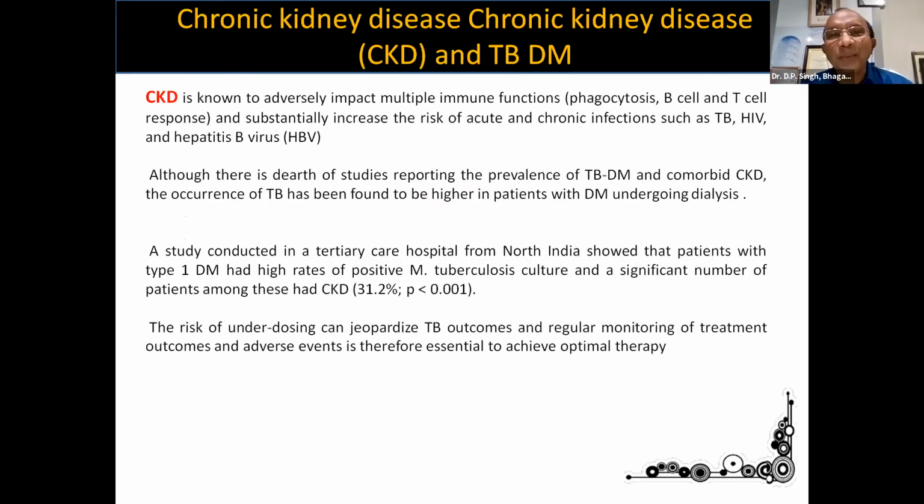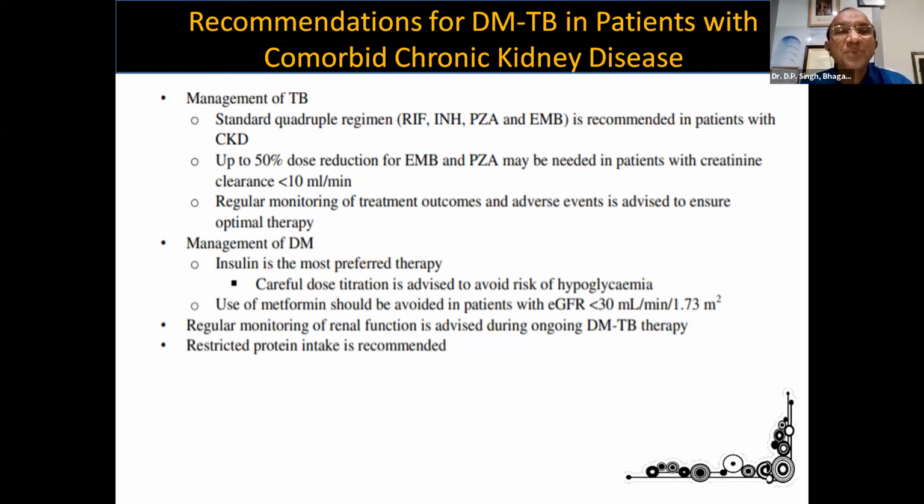Again, is there this problem? Again, if the patient of TB-DM is associated with CKD, CKD is known to adversely impact the multiple immune functions, B cells, T cells, and substantially increases the risk of acute and chronic infections with TB, HIV, and hepatitis B. A study conducted in a tertiary hospital in North India, again, type 1 DM and high rates of positive Mycobacterium tuberculosis is there. Even in dialysis are there. But here there are certain drugs which the dose should be reduced. 50% dose reduction in ethambutol and PZA should be done. And insulin is the most preferred therapy whenever CKD is there with TB-DM.